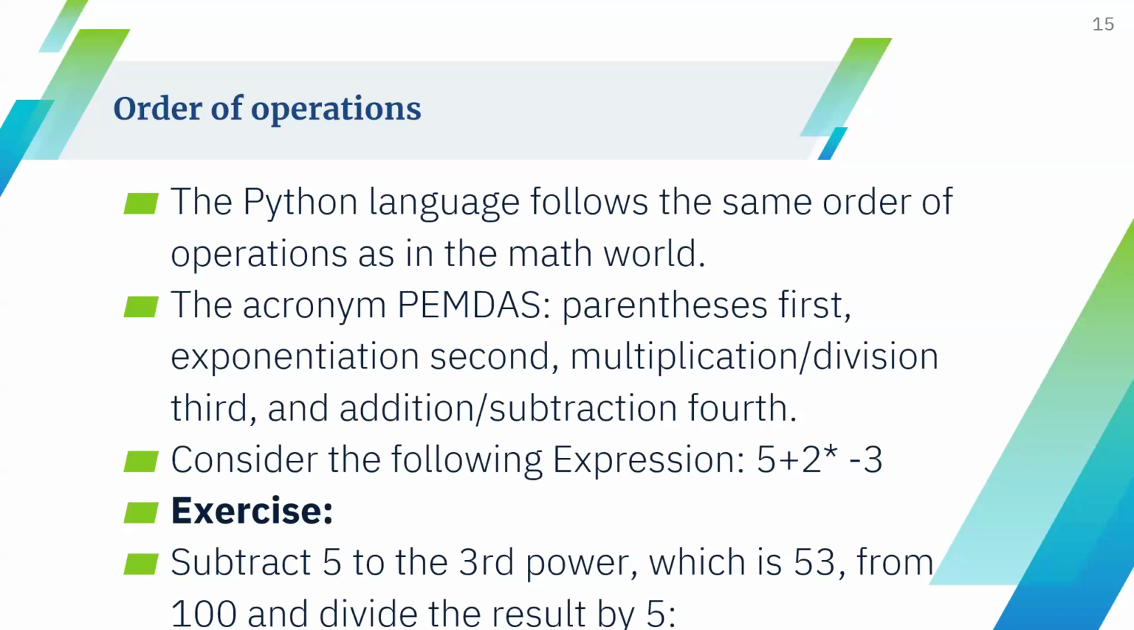But in Python it is called PEMDAS. The acronym PEMDAS stands for parentheses first, exponentiation second, then multiplication, division, addition and subtraction. First it goes with parentheses, then the exponent, then multiplication and division, then addition and subtraction. That's how the expression will be evaluated.